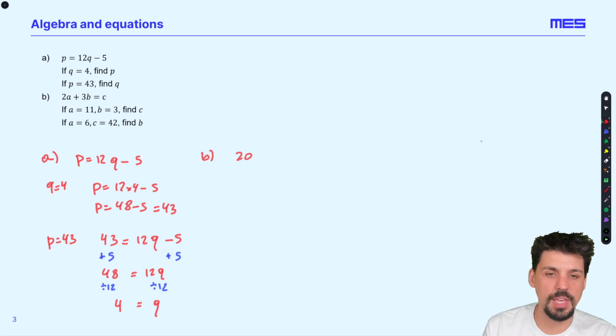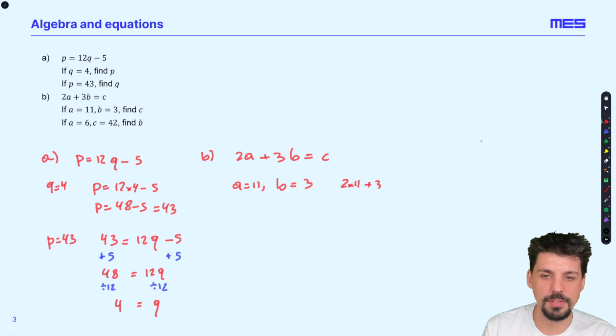Now you could get a formula with lots of different variables in it. Now, if I know that a is 11, b is 3, all we do is we plug those in. That is 2 times 11 plus 3 times 3 is equal to c. That is 22 plus 9 is c, which tells me that c is 31.